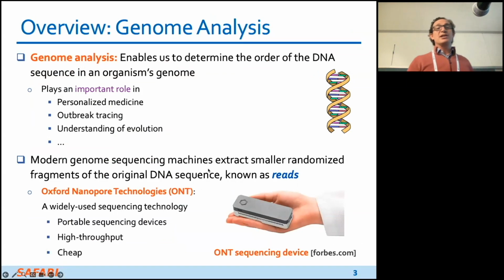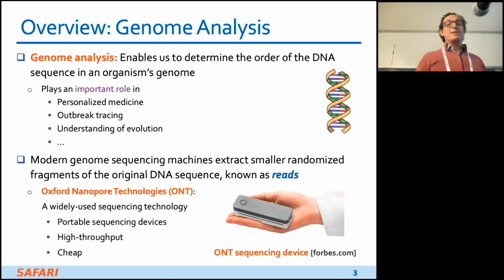So if you look at modern genome sequencing machines, they look like this. This is one small one. This is the nanopore technology, and it's a widely used sequencing technology. Like other techniques, they extract small randomized fragments of the original DNA sequence. They're called reads. And then you need to basically put this together to understand what the genome looks like.